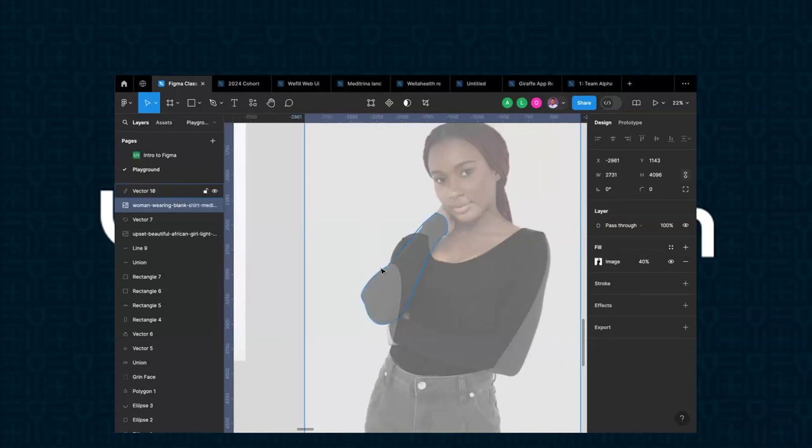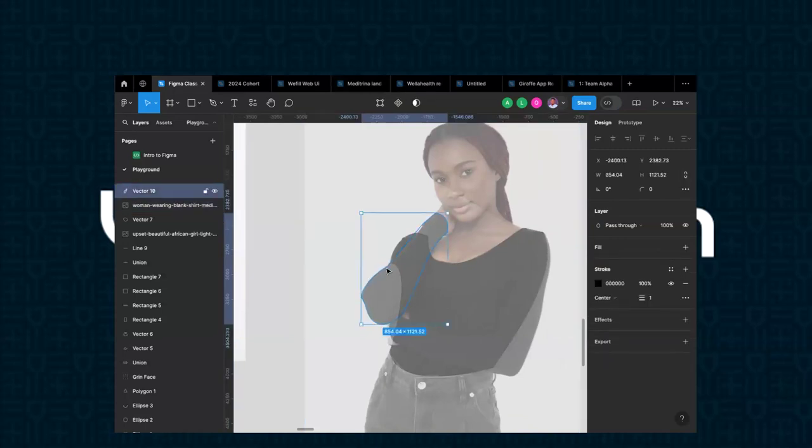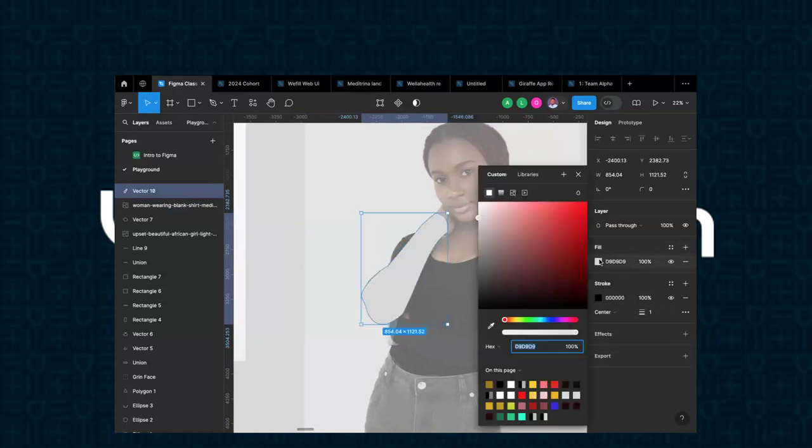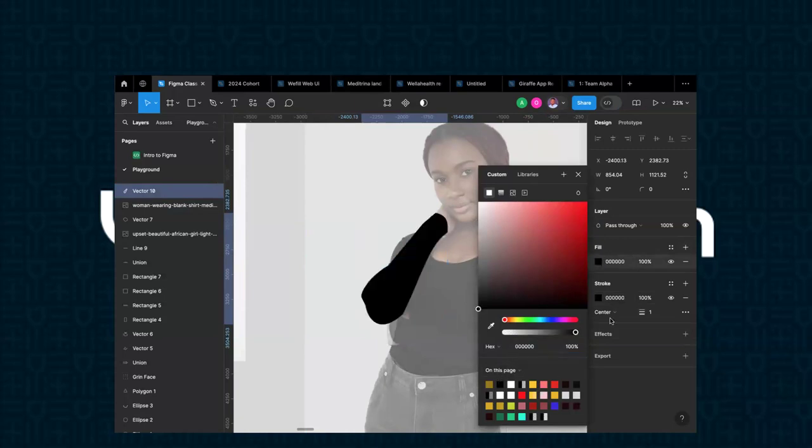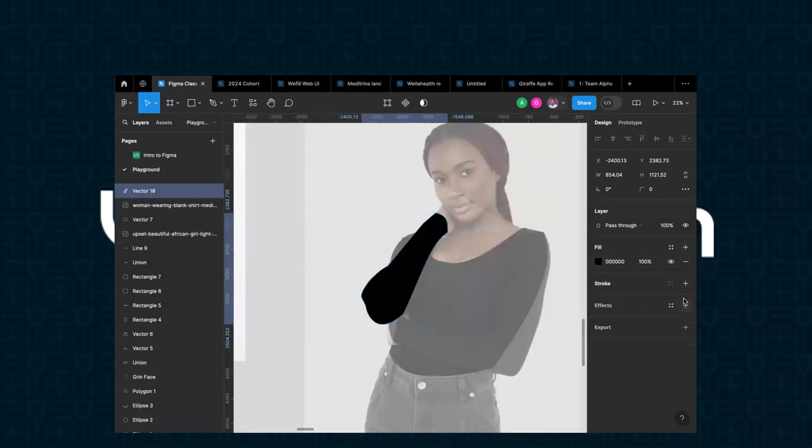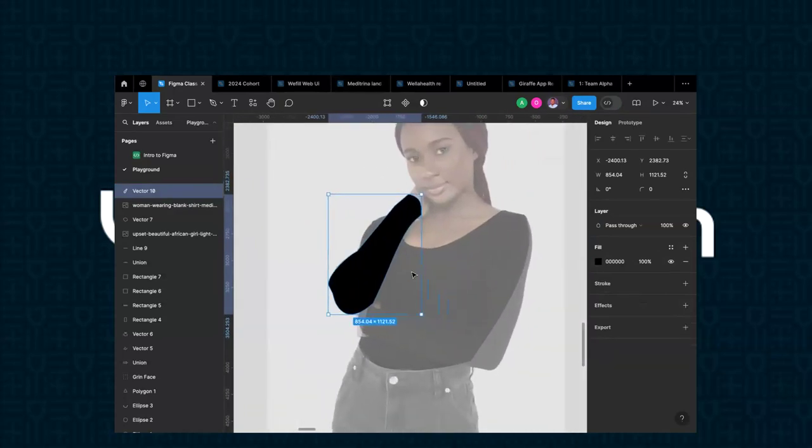So if you notice, this hand now is on top, yeah? So we're going to fill it. We can fill it with black. Doesn't matter. I'm removing the stroke. I don't need to have a stroke. Because it's not going to disturb me from anything, I'm going to leave it there for now until I start doing the body.